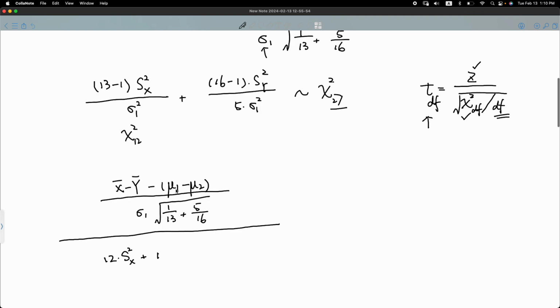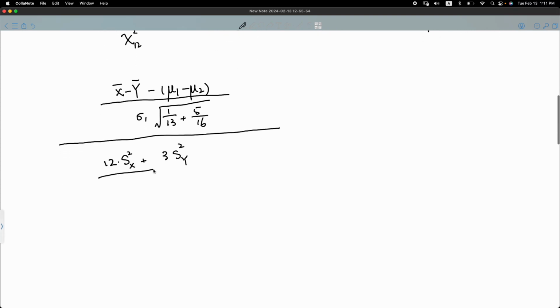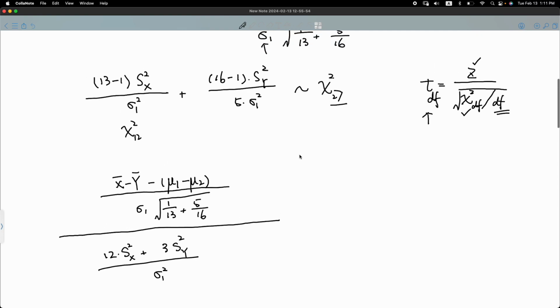Okay, so you can see that this expression only involves one sigma squared, sigma 1 squared. And that means we have three copies of the sample variance for y. So this is 15 over 5. So we only have 3 copies of sy squared here, and then altogether divided by sigma 1 squared. Yeah, so this is the chi-square that we borrowed from here.